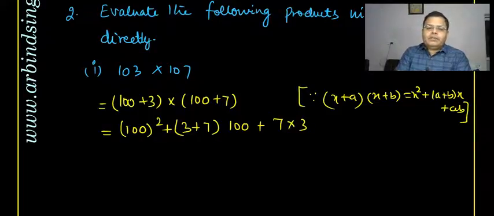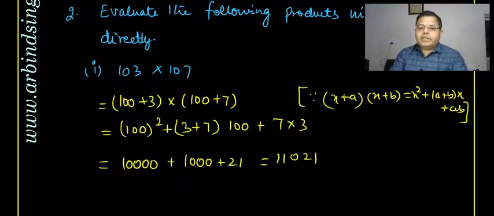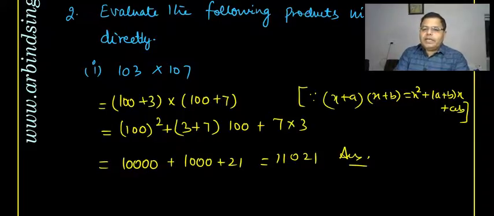Okay. Now that will be 10,000 plus 7 plus 3, 10, 10 into 100 is 1,000, plus 21. So 10,000 plus 1,000 plus 21 is 11,021. That will be the answer. So you can use it like that.